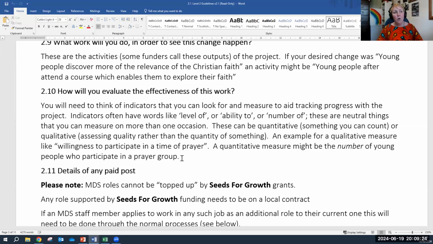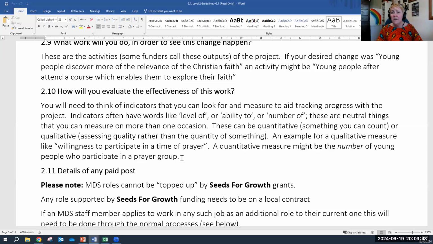So an example of a qualitative measure, that's just the word quality in there, might be willingness to participate in times of prayer. And a quantitative measure might be the number of young people who participate in prayer. So these are the indicators. This is the way in which you would judge whether or not you are being effective.